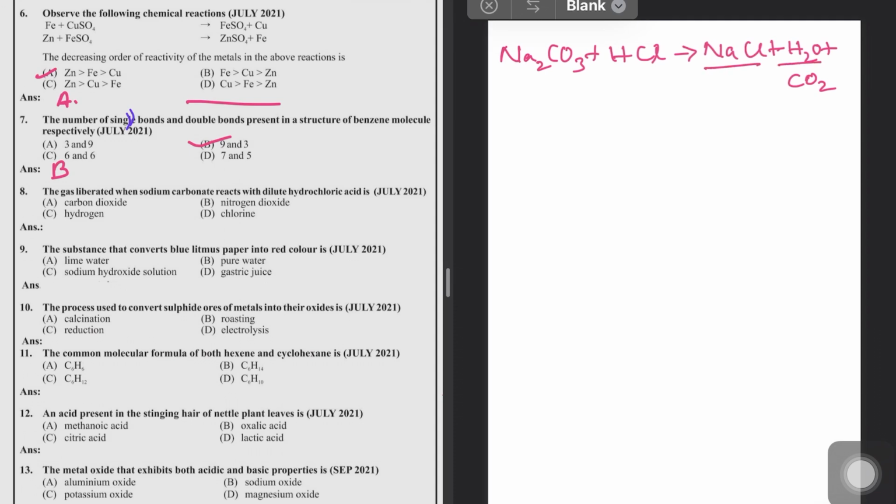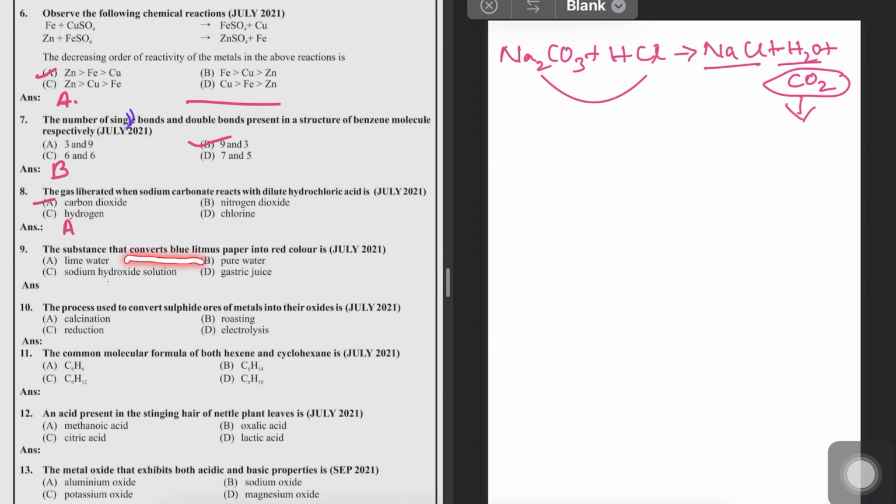Sodium chloride salt, water and carbon dioxide is released. So which is the gas that is going to be liberated when sodium carbonate reacts with hydrochloric acid? It is carbon dioxide. Hence the correct answer is option A, carbon dioxide. Coming to the next question.